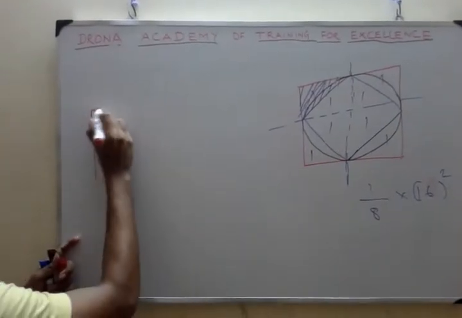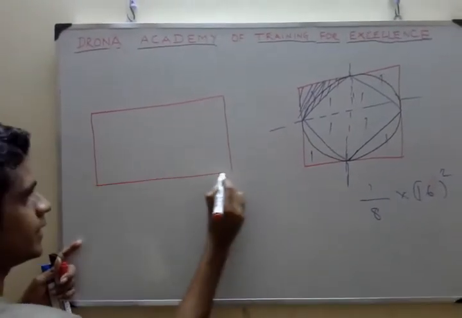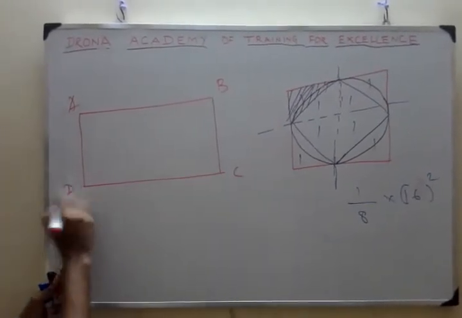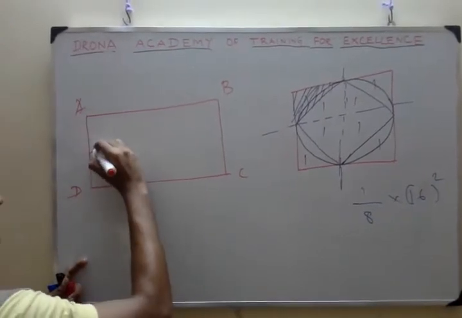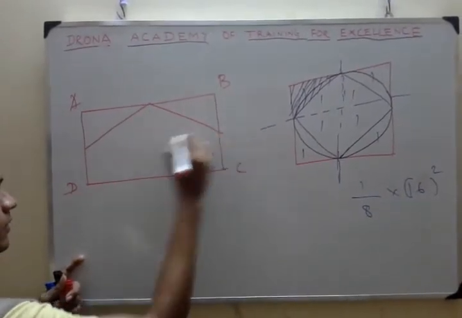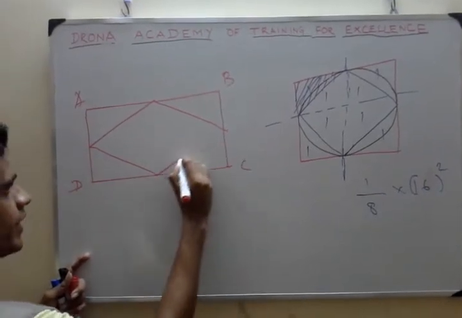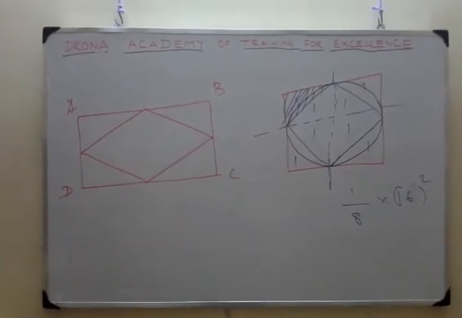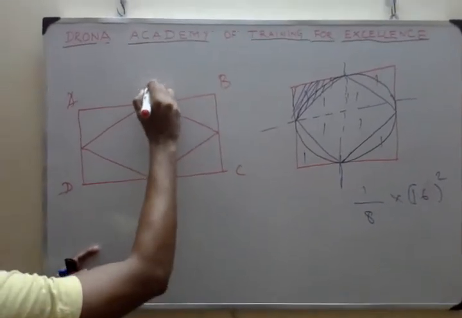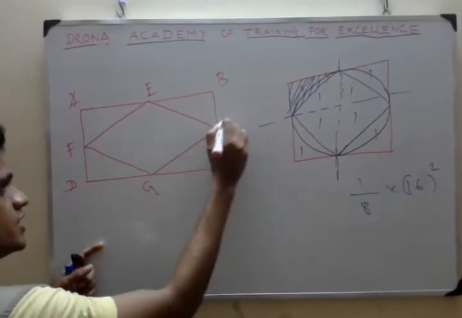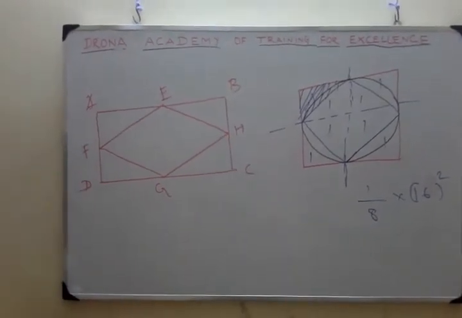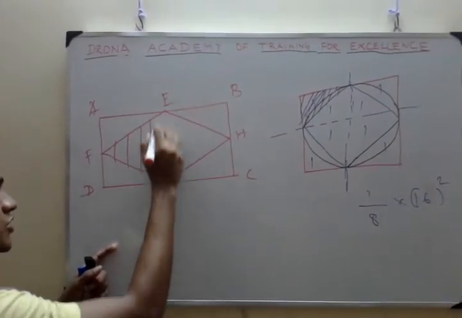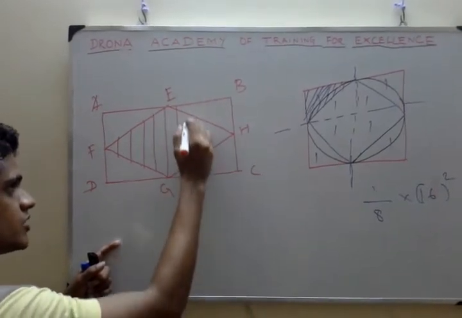ABCD is a rectangle. So inside the rectangle, there is a square, or a rhombus, right? Quadrilateral, rhombus, whatever you call it, because that's not important. EFGH. Now the question: find out the area of this shaded region.